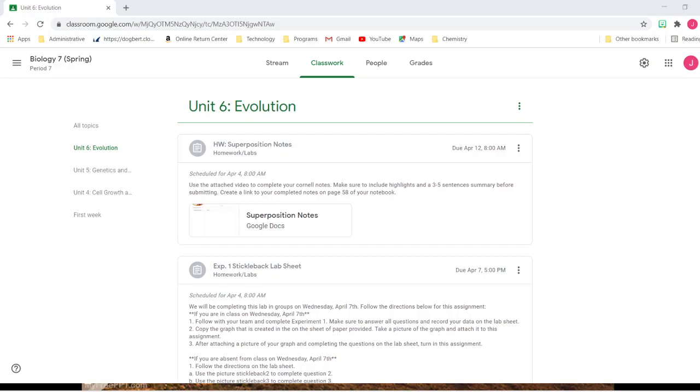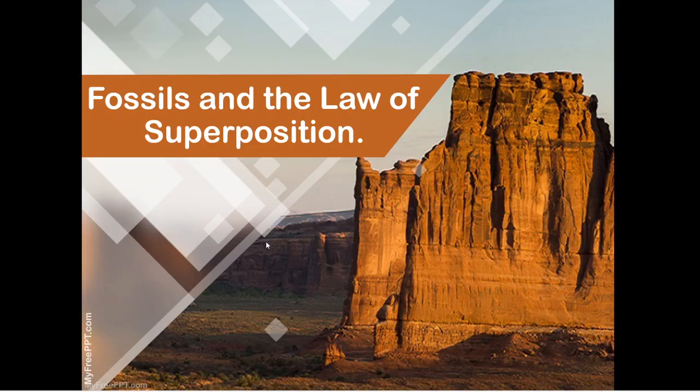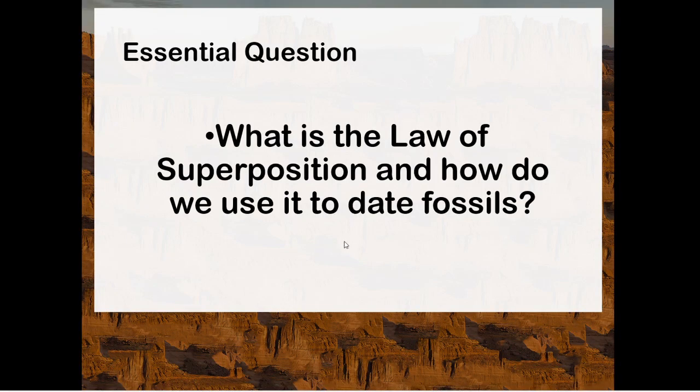Okay, so you might have remembered a little bit about superposition and fossils, probably back in elementary school and a little bit in junior high, when you talked about plate tectonics and how things move around. I'm just going to do a quick review, and then you guys are going to see how some of this stuff helps with evidence of evolution. Our central question for these notes is, what is the law of superposition and how do we use it to date fossils?